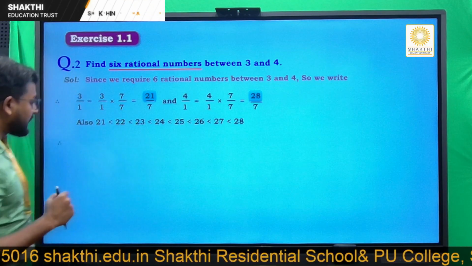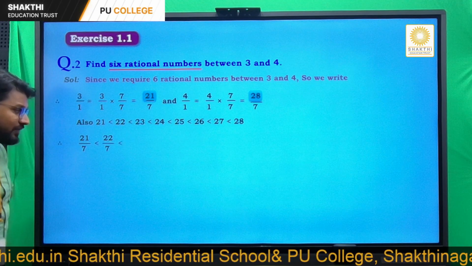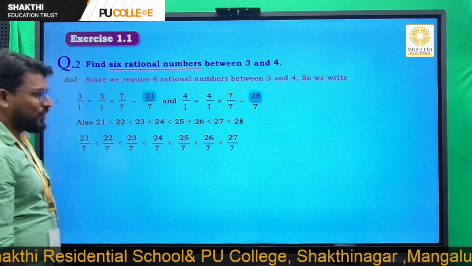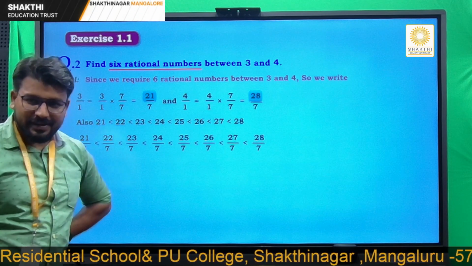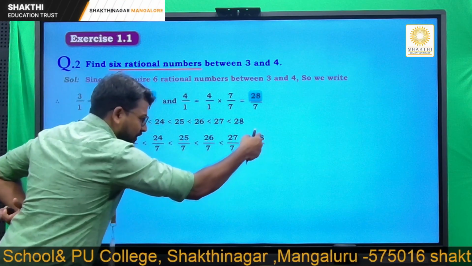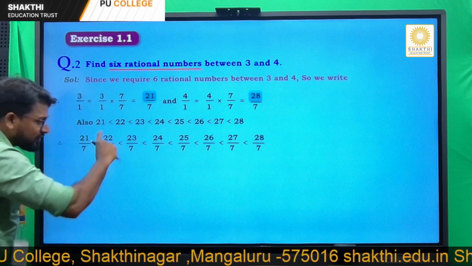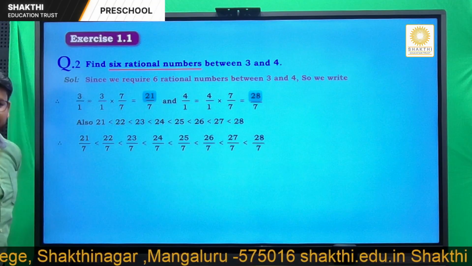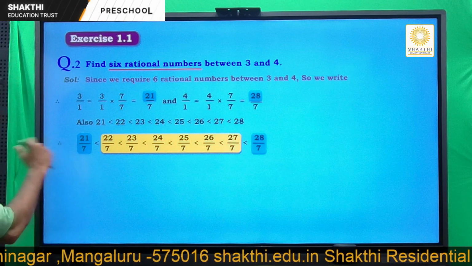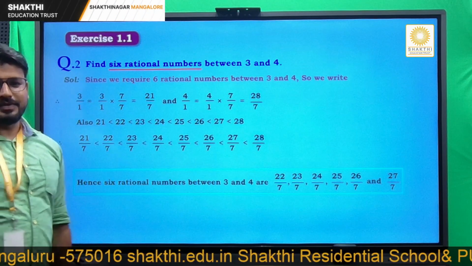So what will we do now? We'll write 21 by 7. After that we will write 22 by 7, 23 by 7, 24 by 7 and so on. Isn't it? So if you see carefully, this was our 3 and this was our 4. This number is 3, this number is 4. In between these two numbers, we wrote 6 rational numbers in the form of p by q. Right? Yes, we wrote this one. And hence the 6 rational numbers between 3 and 4 are these numbers.